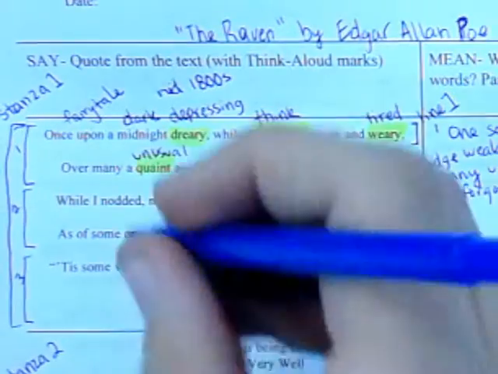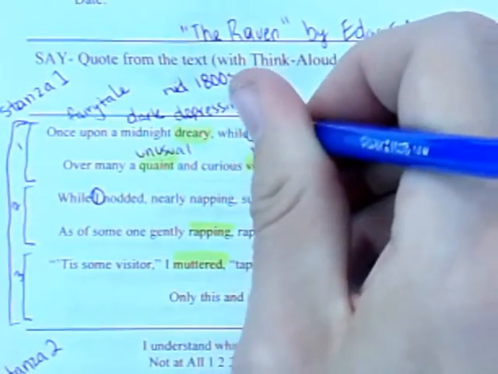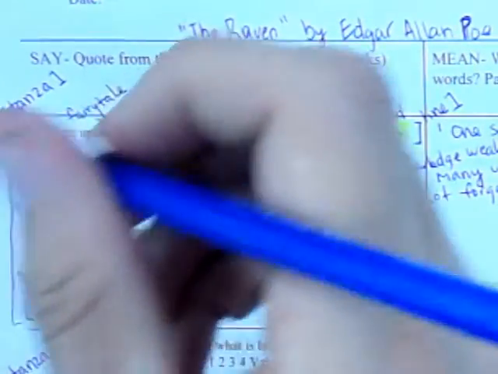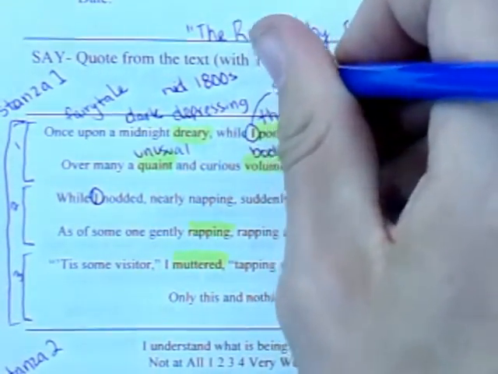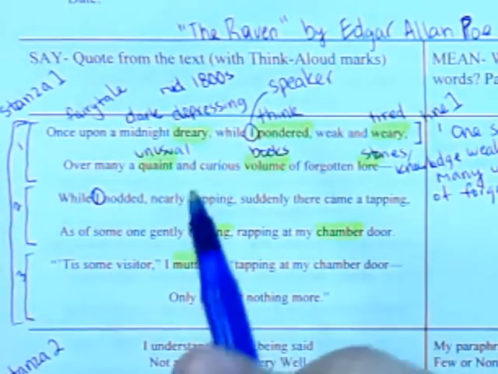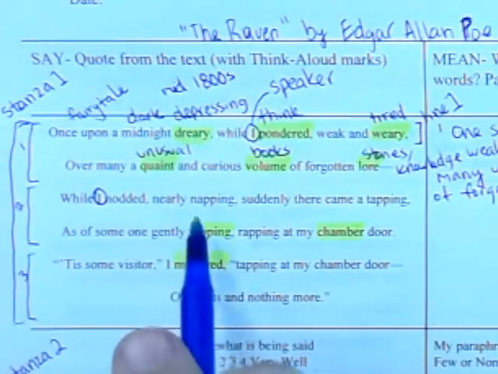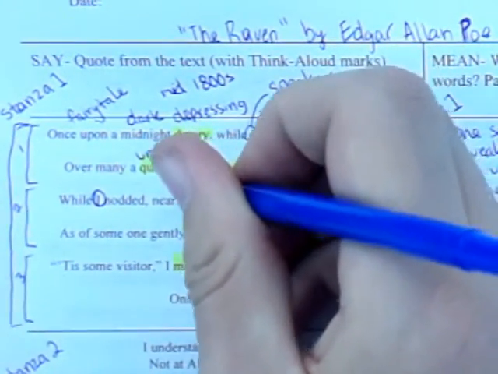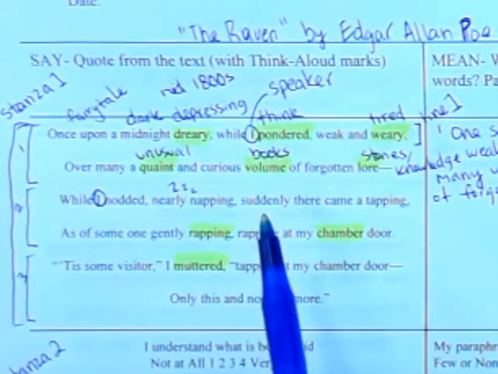Alright, now I'm looking at 2, and I notice this "I" is the same "I" that happened before. An "I" in a poem is called the speaker. And right here, it says nodding. So I nodded, nearly napping. So I'm going to put some Z's right here. So he's falling asleep.